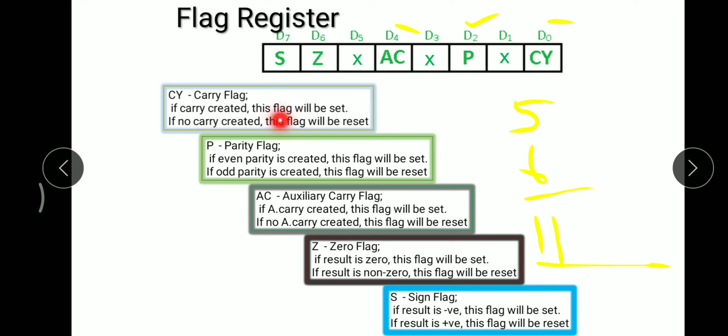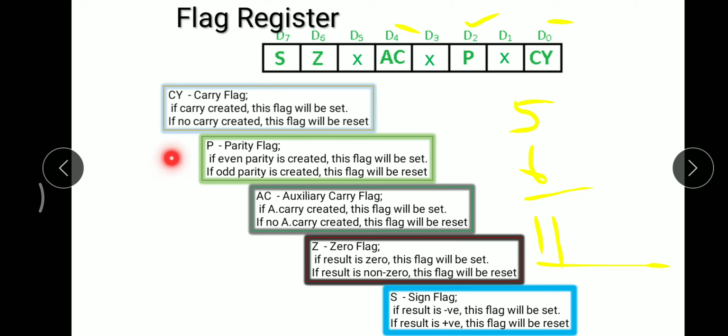Okay. In your results, if you are having negative values, this will be 1. If the result is negative, this flag will be 1. Where? This block, the D7th bit. So while subtracting 5 from 4, what will we get? We will get minus 1 as a result. So this is a negative result.